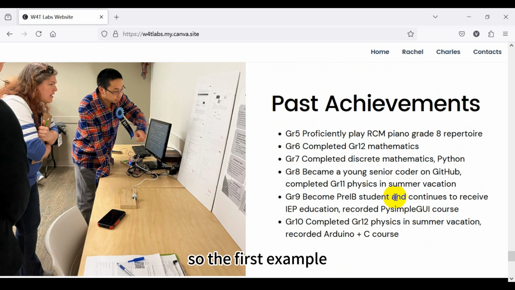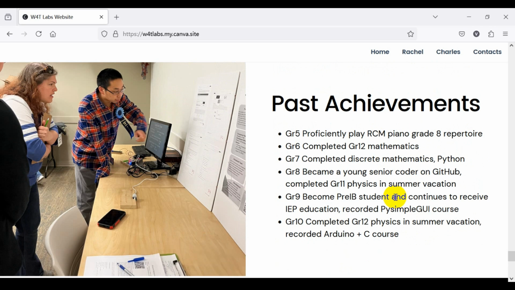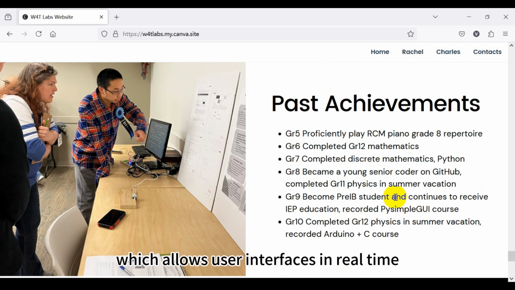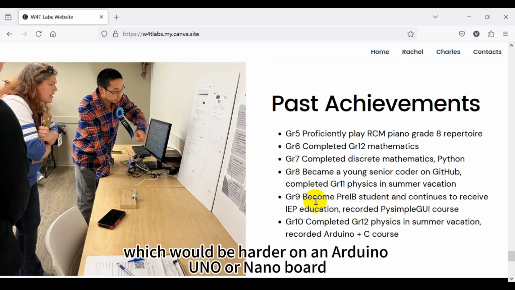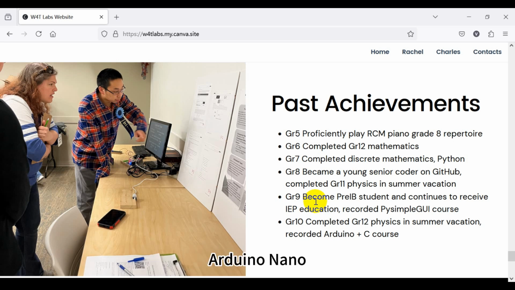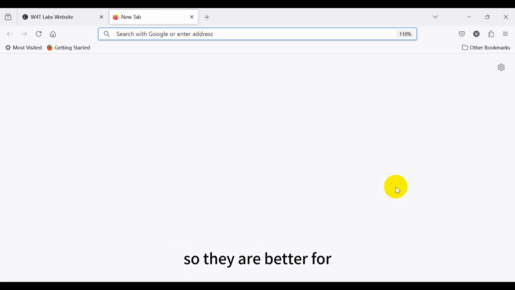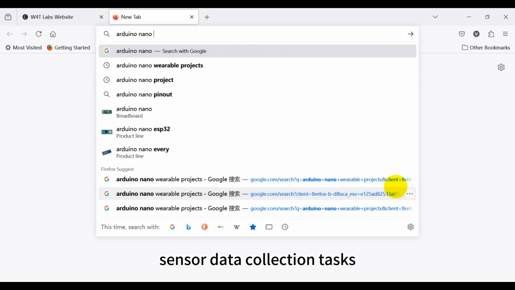So the first example is our first place project in the recent Science Expo. We used a Raspberry Pi because it has a Linux OS, which allows user interfaces in real time, and it can display the data well, which would be harder on an Arduino Uno or Nano board. Arduino Nano and Uno are microcontrollers, so they are better for sensor data collection tasks.